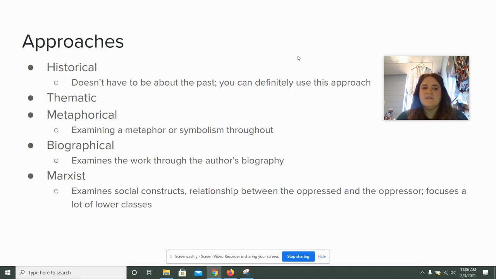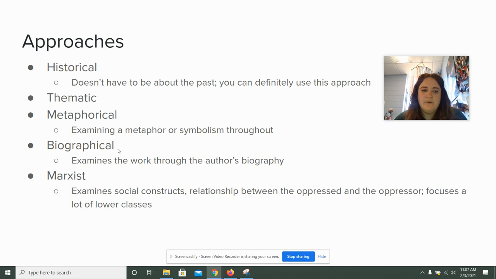You can bring in aspects of biographical information about the author and his family that will help you with this writing piece as well. And then you can also look at the Marxist approach, which examines social constructs, relationships between the oppressed and the oppressor. So the relationship between the Jews and the Nazis, and focusing on those lower classes, in particular the Jews, with this story. So think about how you can blend those together.